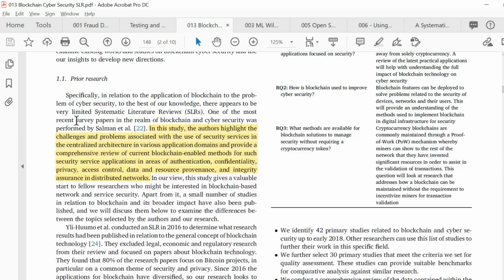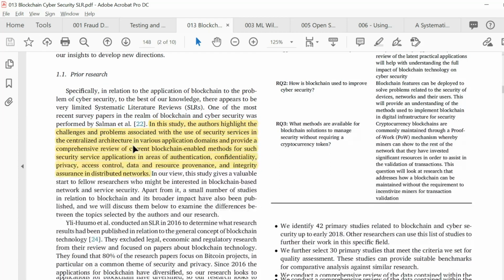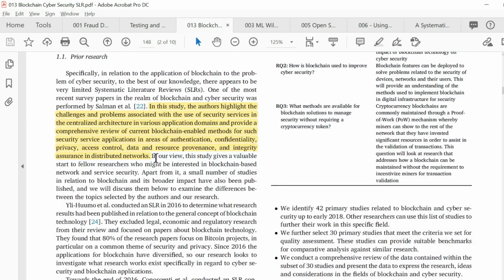One of the most recent survey papers in the realm of blockchain and cybersecurity was performed by Salman et al. So that is the most recent one. Then the next few lines summarize what this paper has done. Then the author gives their opinion. In our view, this study gives a valuable start to fellow researchers who might be interested in blockchain-based network and security systems. Apart from it, a small number of studies in relation to blockchain and its broader impact have also been published.